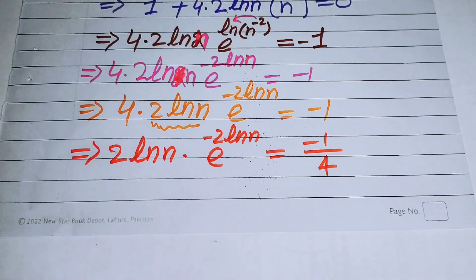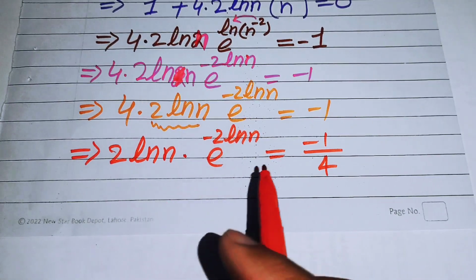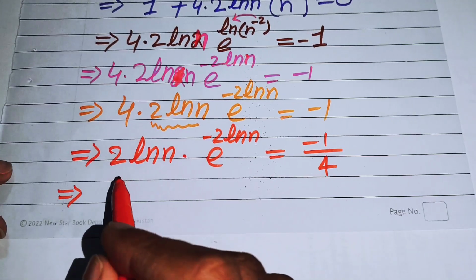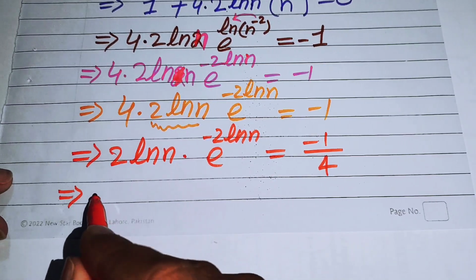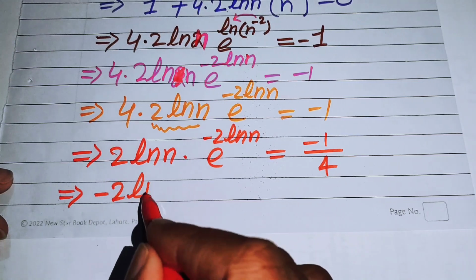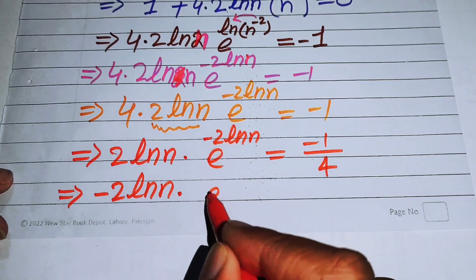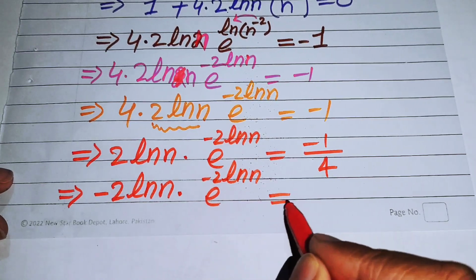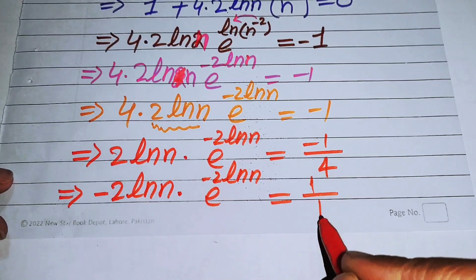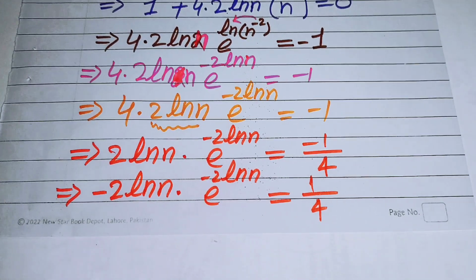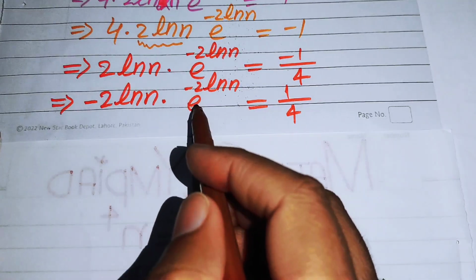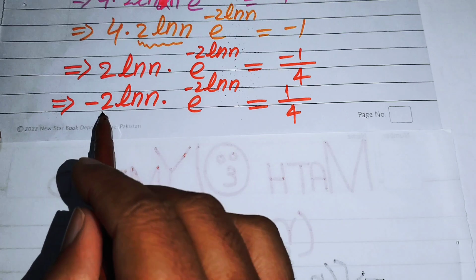Now we multiply both of the sides by minus 1. So when you multiply both of the sides by minus 1, then you will obtain here minus 2 times ln of n into e to the power of minus 2 times ln of n equals this minus 1 over 4 will become plus 1 over 4 because we multiply both of the sides by minus 1. And now you see here we will make the exponent of e here.